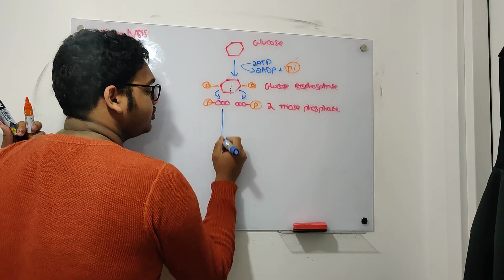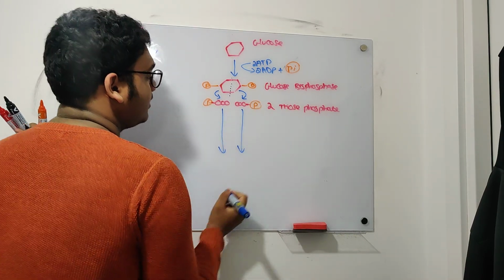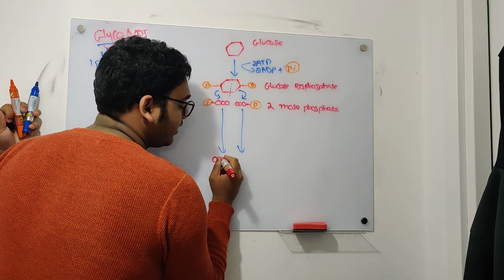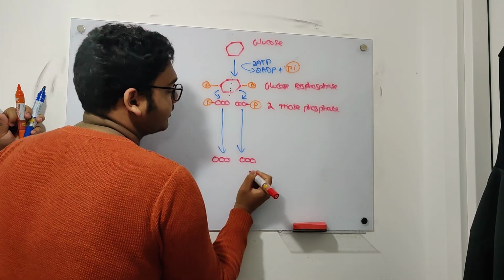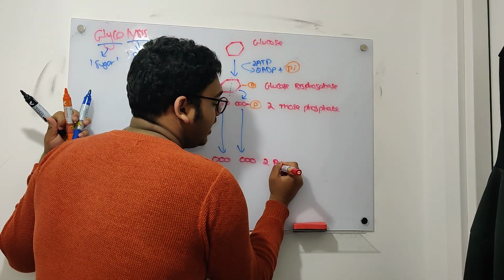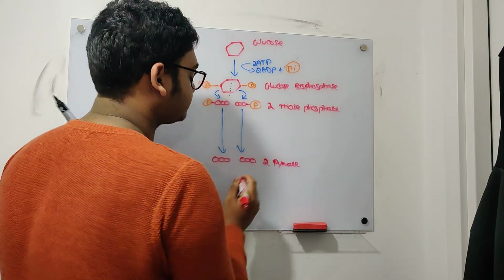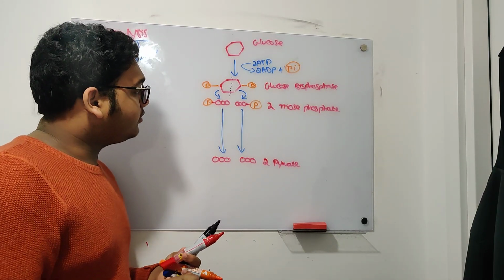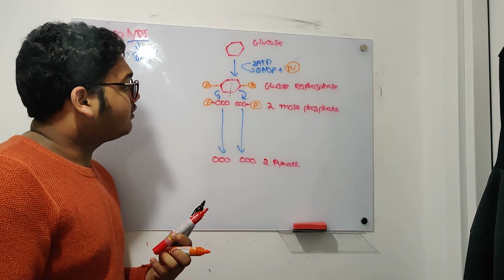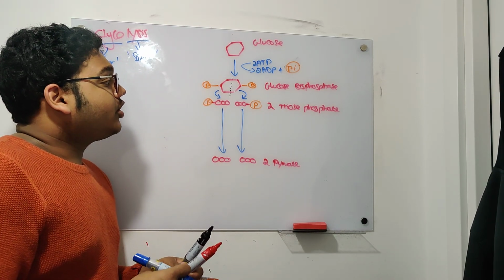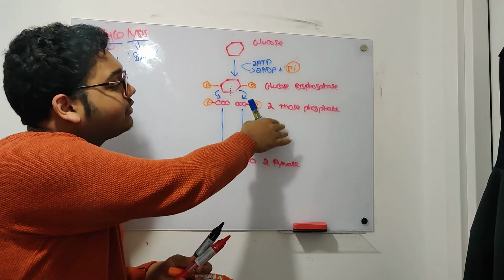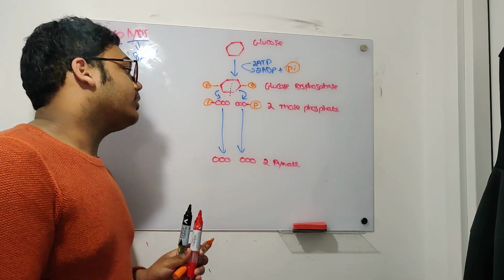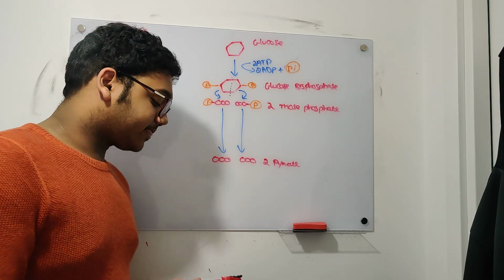So if I draw 2 arrows over here, and I'm going to draw out pyruvate here. Pyruvate also has 3 carbons, so I'm going to say 2 pyruvate. What will happen is that in order for it to form pyruvate, we actually need to oxidize the triose phosphate. Now, if we're oxidizing one species, we have to reduce something else. And what we're reducing is NAD+.